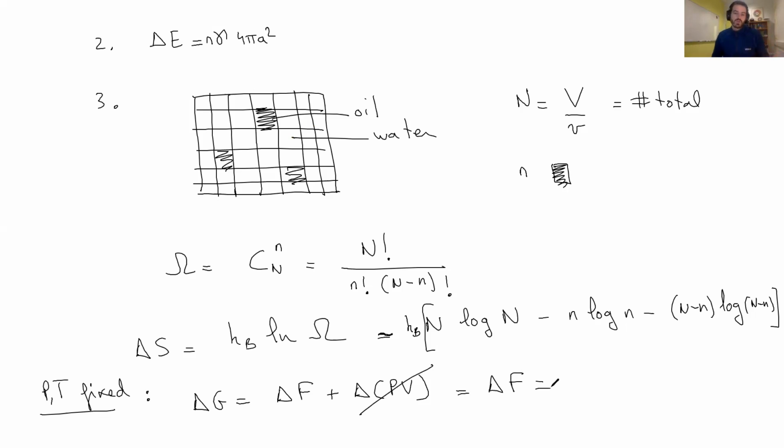So it's a situation where it doesn't matter if you are in the canonical ensemble or in the PT ensemble. And so this is delta E minus T delta S. So we have everything to calculate this change of free enthalpy. So we have this N gamma 4 pi A squared, which is the energy cost, and then for the entropy, sorry.